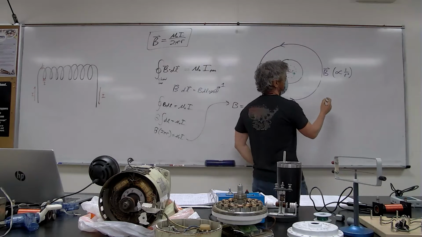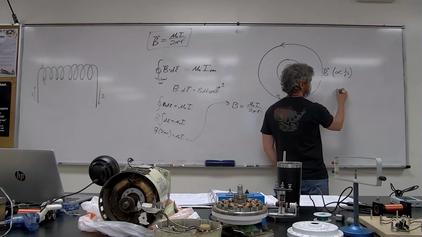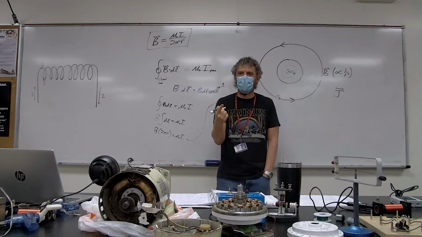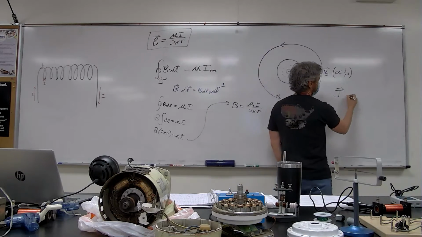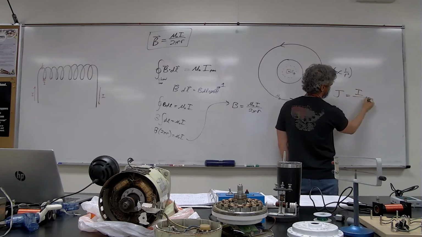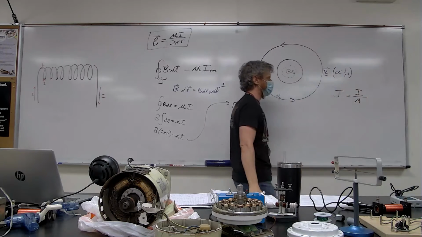Just understand that you can define current density as a vector, current density J, as the amount of current, and we don't really need to ignore the vector stuff for now, current per unit area.